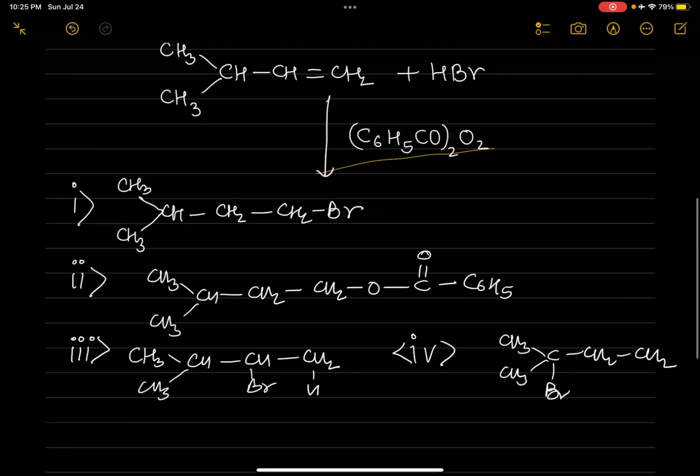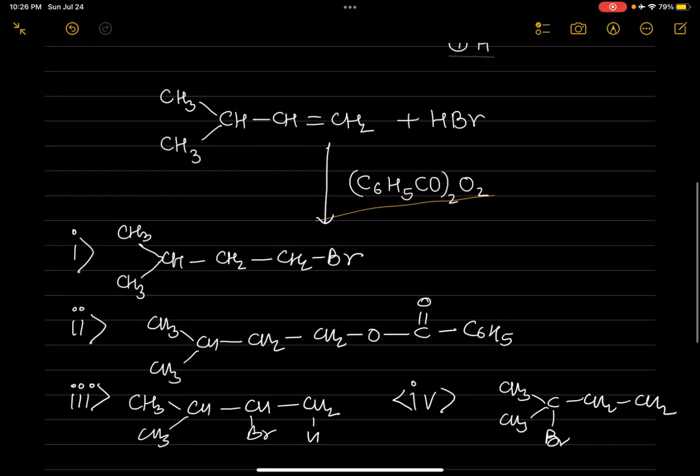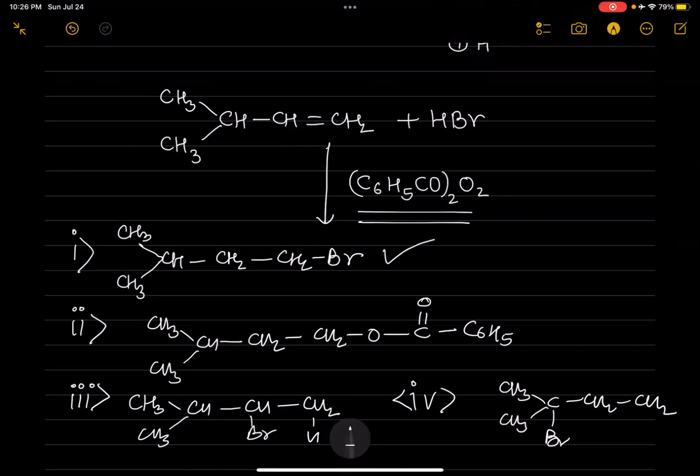What's going to be the final answer? Yeah, Samira, Pavitra. First one, sir. Yes, it is anti-Markovnikov addition. Normally H attaches to the carbon atom bearing more hydrogen if it is Markovnikov, but the presence of peroxide will make it anti-Markovnikov. So H is going to attach itself to the carbon atom bearing fewer hydrogens, and the Br on the outer carbon. So the first one is the right answer.